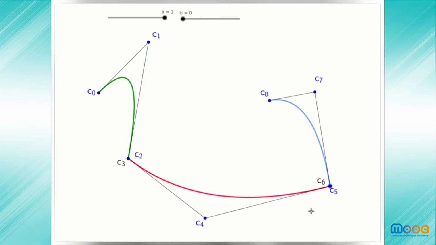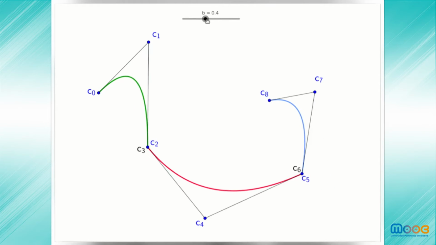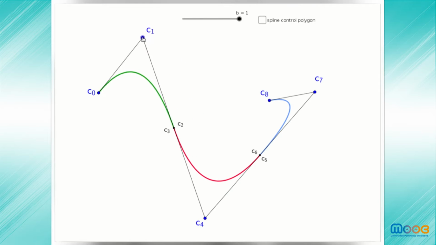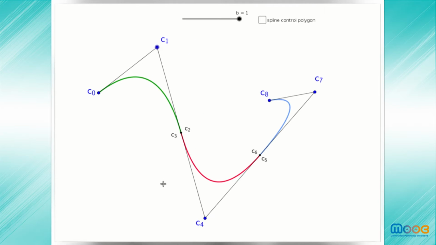This is a continuous curve, but it's not a smooth curve because it has a corner at C2 and at C5. So we smooth it out by moving the slider B. The resulting curve is a continuous smooth curve. But now the vertex C2 is not free to be moved. Its position is forced by the position of C1 and C4. We can see that C2 moves when we move C1.